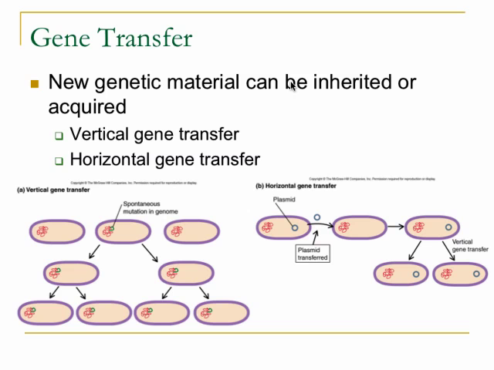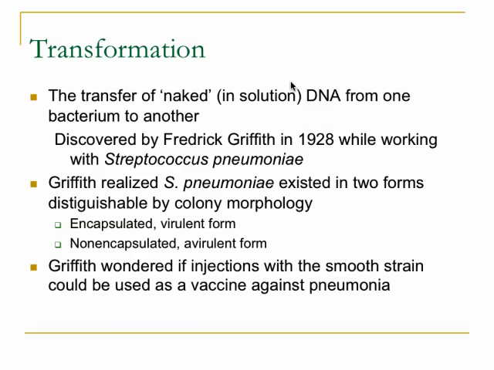So first I'm going to talk about a process that was kind of accidentally discovered when a doctor in the late 1920s, Frederick Griffith, was studying a type of bacteria called Streptococcus pneumonia. So this is a type of gram-positive bacteria that's a potential pathogen, can cause respiratory diseases. And he was studying it actually using mice as a model.